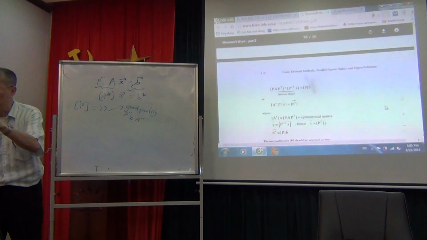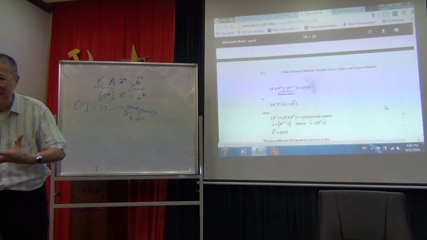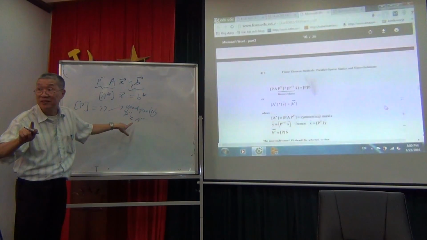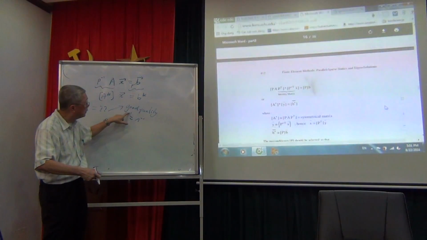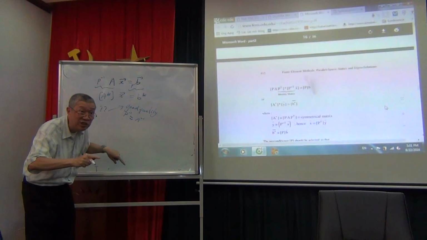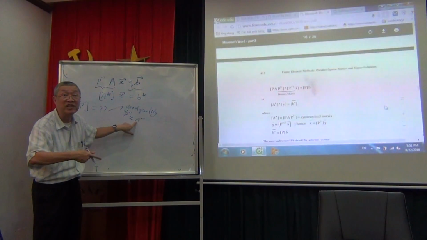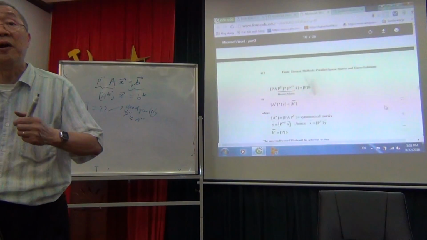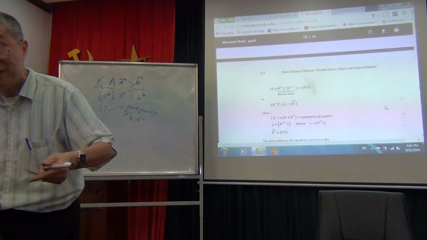Now be careful. When I say P inverse must be very close to A inverse, what does that mean? Remember I say never take the inverse? I just say this in order to explain to you. What I mean is the factorization of P must be very similar to the factorization of A. Remember I told you, whenever you have an inverse of a matrix, usually it means factorization and forward, backward.